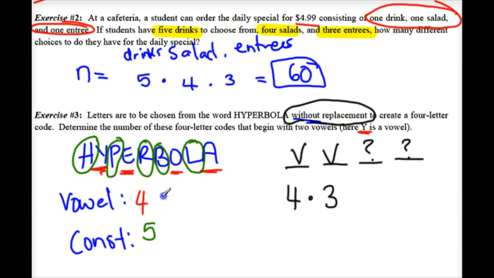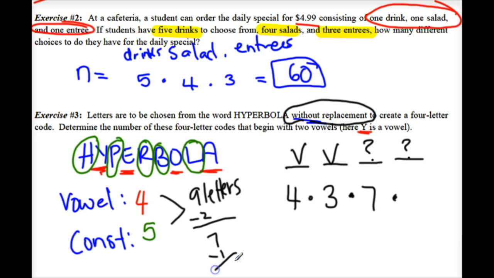So the total here, there are 9 letters in total. I already used 2 letters because it says without replacement, so that means there are 7 letters left. So these 2 that can be anything would be a 7. So I use 1 more, take away 1, then I have 6 left. So this would be my 4-letter code: 4 times 3 times 7 times 6. So how many 4-letter codes can I make? That's 504. That's my final answer.